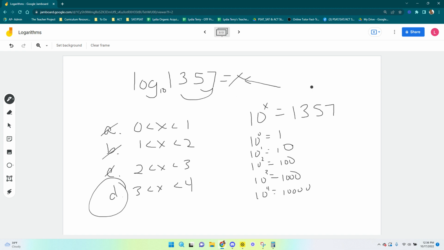So you can see here that when you have log base 10, whatever this is, it's not going to be a whole number. I mean, it could, but it's going to be the number you would use if you put this into scientific notation. So 1357 is going to be 1.357 times 10 to the third, right? So the logarithm of 1357 will be some number between 3 and 4. Okay, does that kind of make sense?